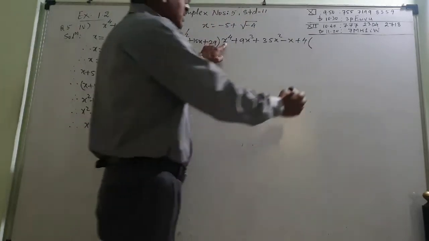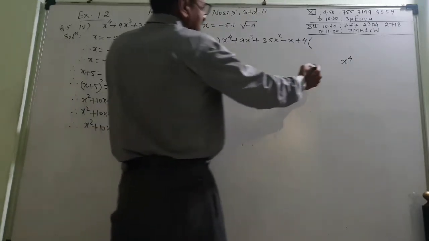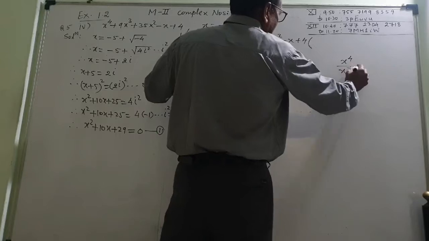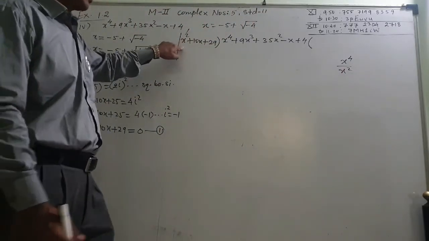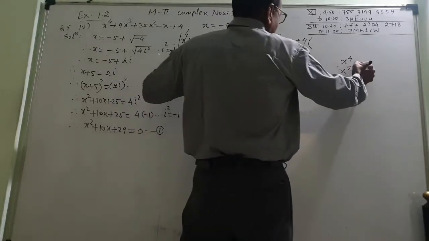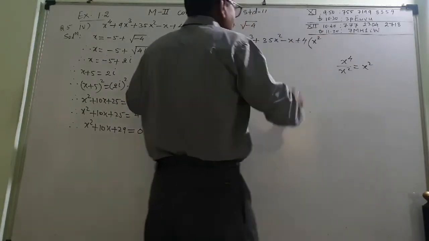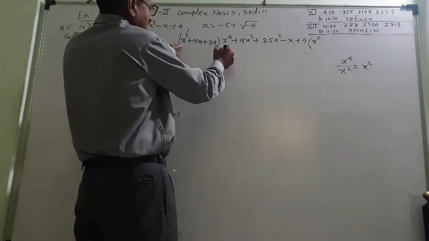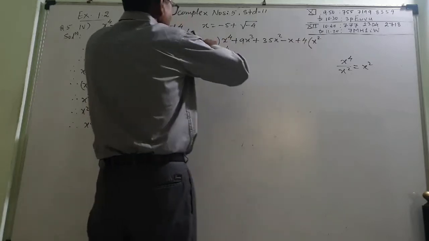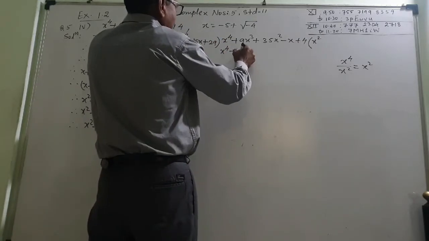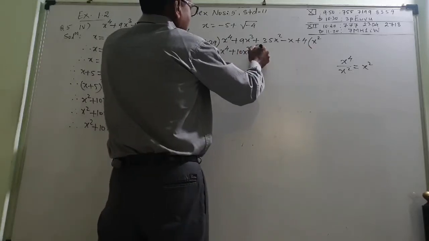The first term is x raised to 4. Here the first term is x raised to 2. This is called the first law. First means this first upon this first, so that is equal to x square. So the division has x square. Now x square into this x square will be x raised to 4. Now this into this is plus 10x cube. This into this is plus 29x square.